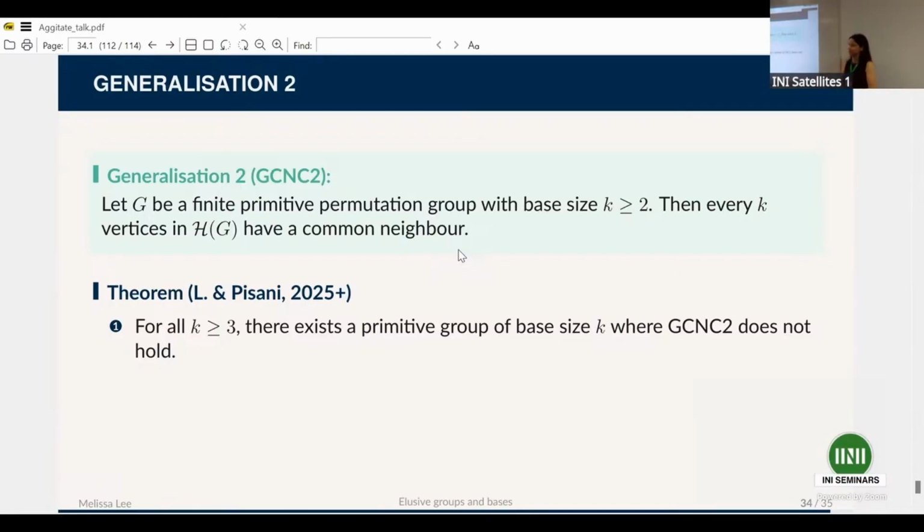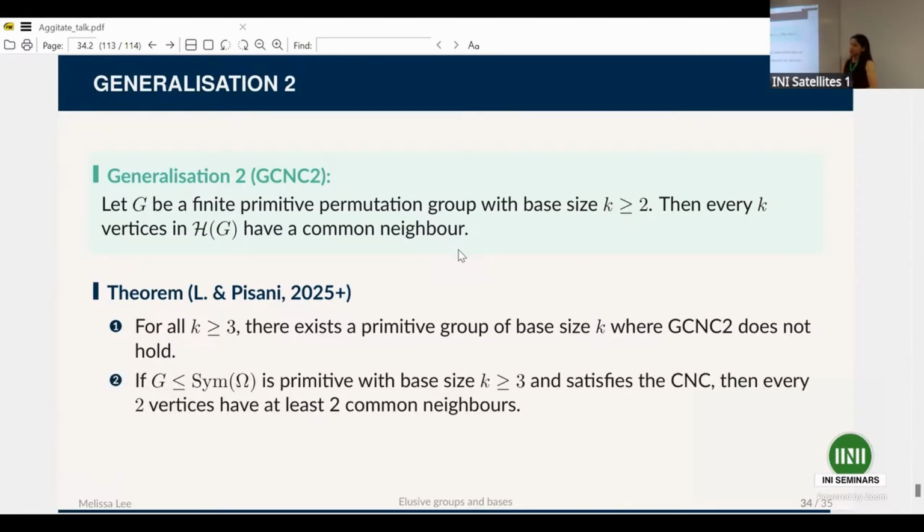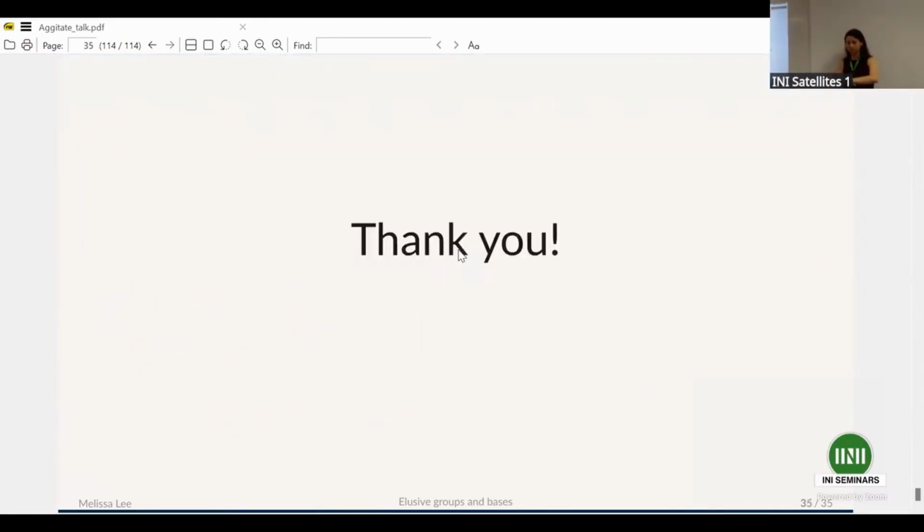but we did actually find something interesting, which is that if you have a primitive group of base size at least 3, and you do satisfy the common neighbor conjecture, then not only do you have that every pair of vertices have a common neighbor, you always are guaranteed at least 2 neighbors. Okay, so we kind of don't get the minimum possible connectivity. Okay, so these were some interesting generalizations of Sabidussi graphs that we decided to look at, but obviously there are still a lot of open questions. Okay, I'll stop there. Thank you.